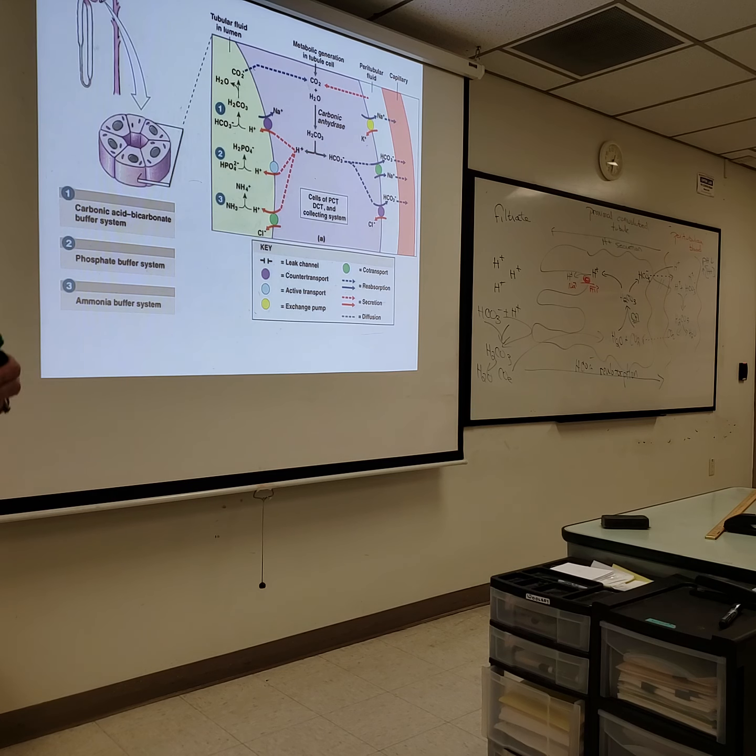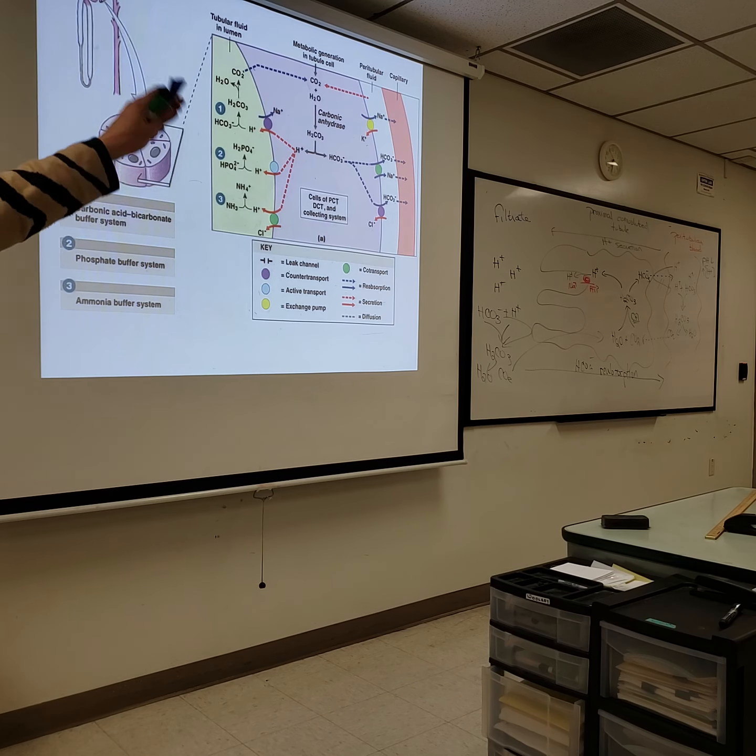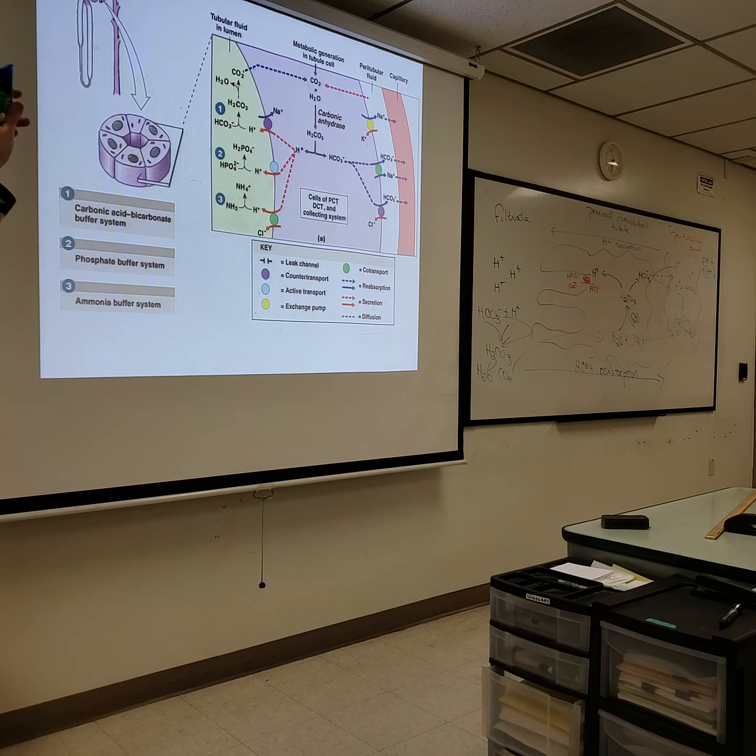So this works if the body is in acidosis, and we're trying to get rid of hydrogen. If the body is in alkalosis, will this work? No. So if the body's in alkalosis and the pH is too high, this just stops. All right? We just don't even use this, because the proximal convoluted tubule is only for acidosis.